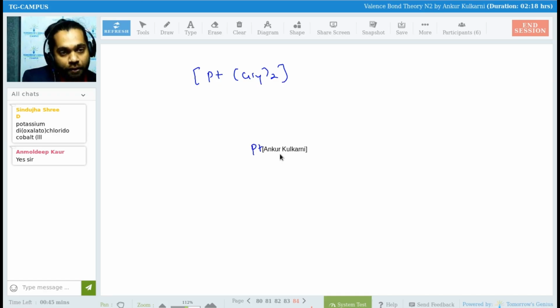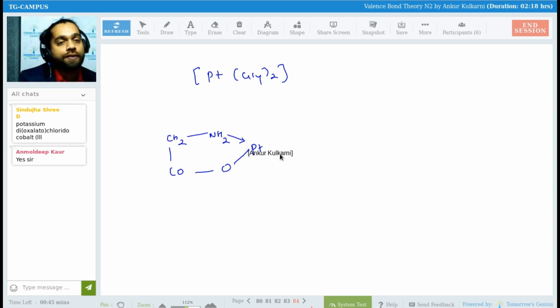Suppose I have platinum. My glycinate, I have NH2 and oxygen. Glycinate is like this: CH2, then I have CO, I have the oxygen and the bond over here. Okay, this is your glycinate.